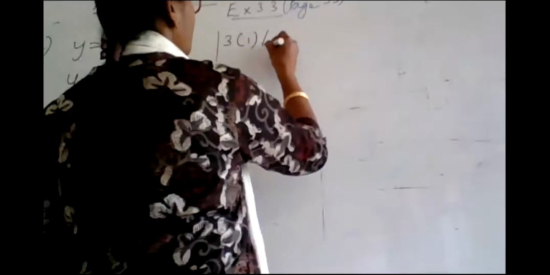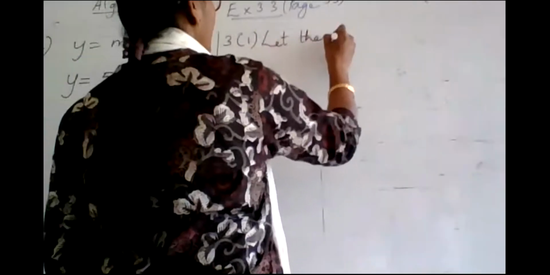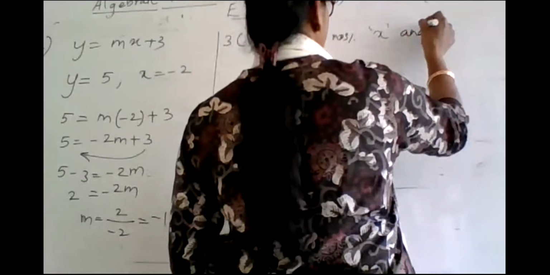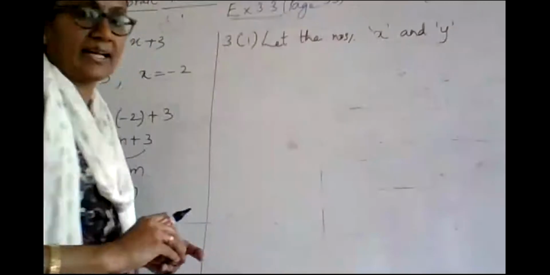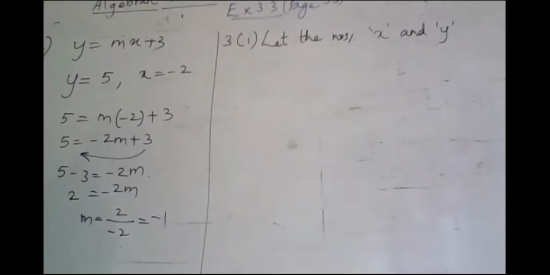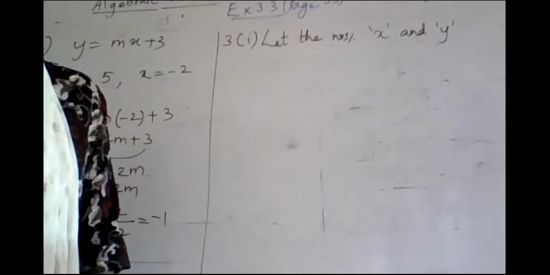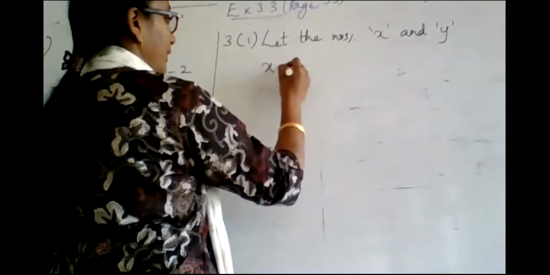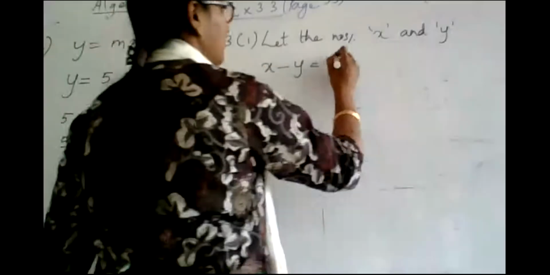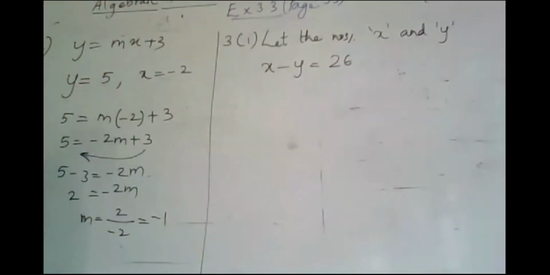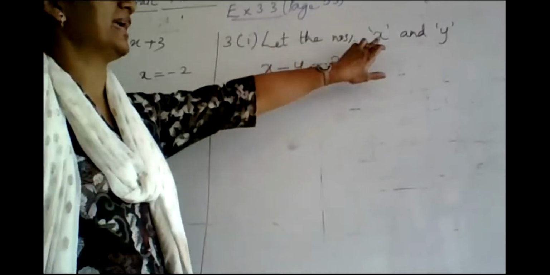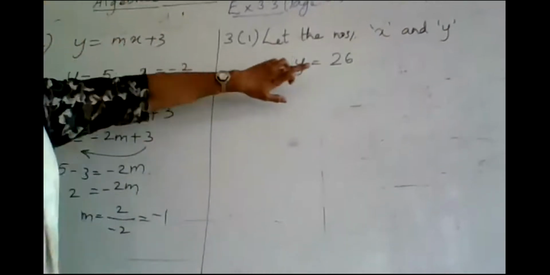So I have two numbers. Let the numbers be x and y because we are talking about two variables. It is given that the difference between the numbers is 26. We assume that x is bigger than y, so x minus y is 26. I have assumed that x is bigger than y; that's why I am able to subtract it like this.